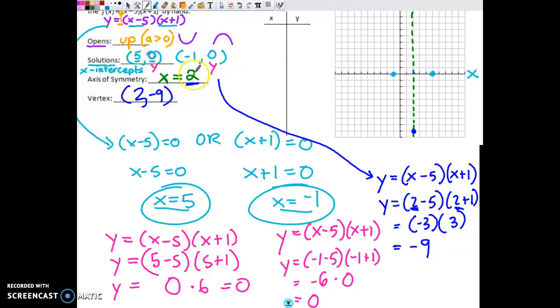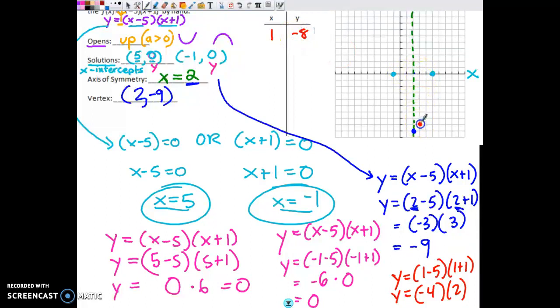It can't be 2, it can't be -1, it can't be 5. Let's pick one that's close to where we want to graph. Let's pick +1 for x. If I put 1 in for x, put it into the equation. Y equals 1 minus 5, 1 plus 1. So y equals 1 minus 5 is -4. 1 plus 1 is 2. That's -8. At 1, I have -8.